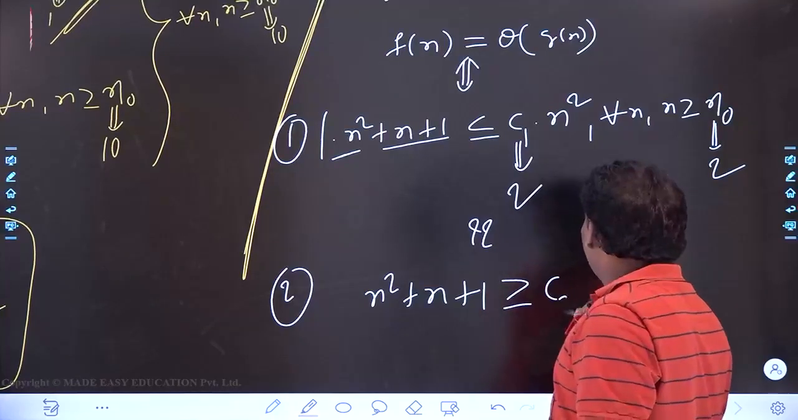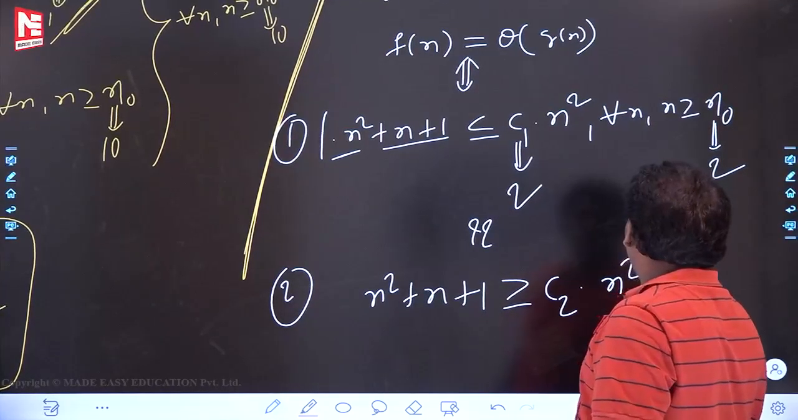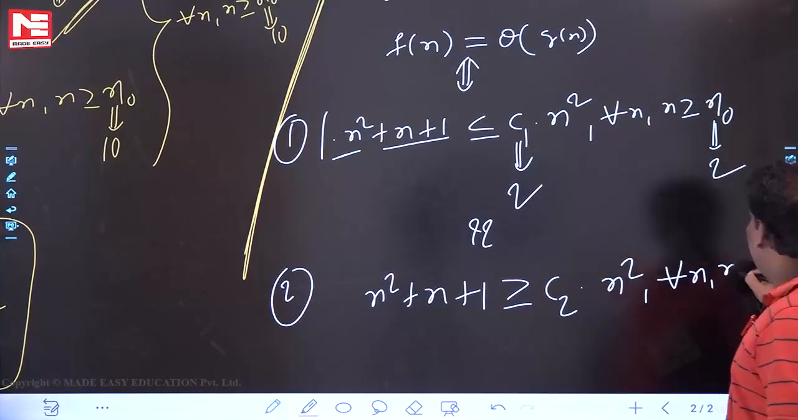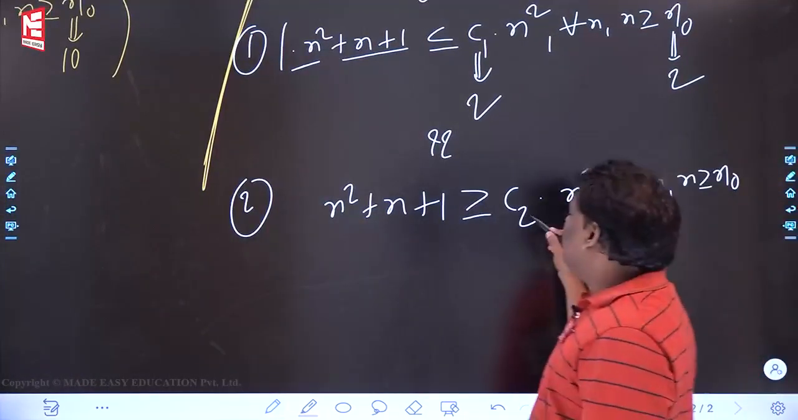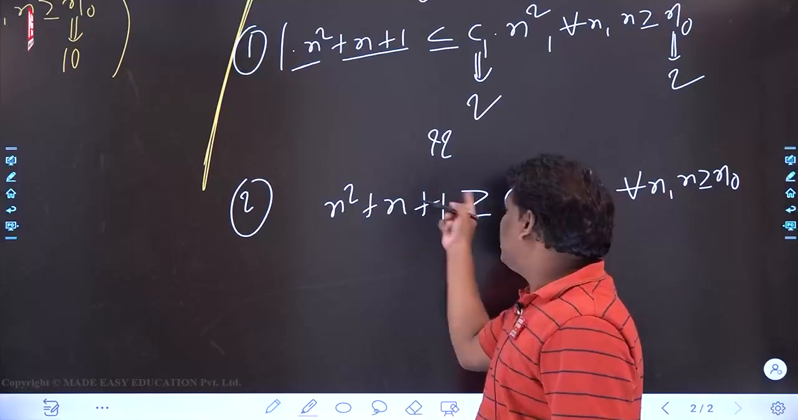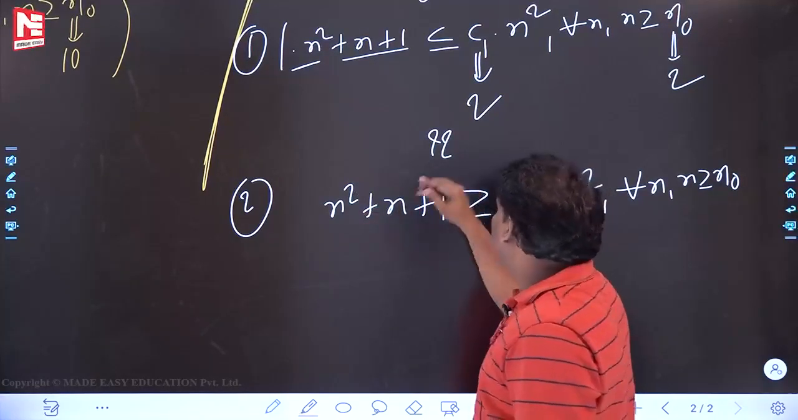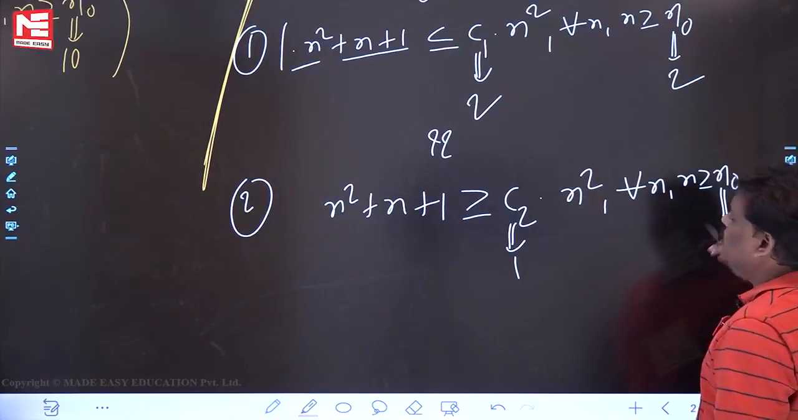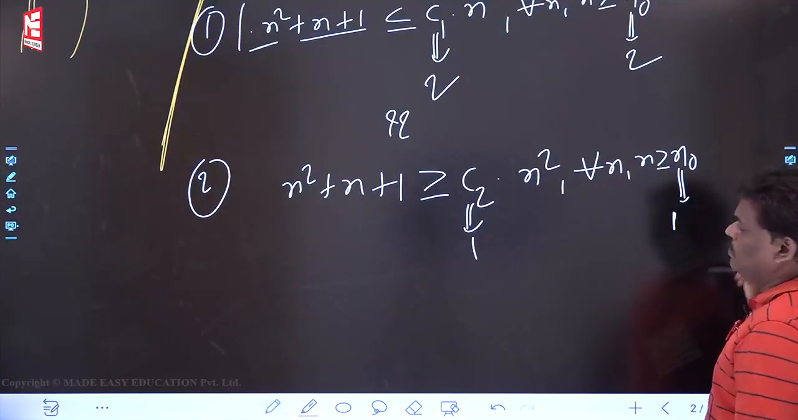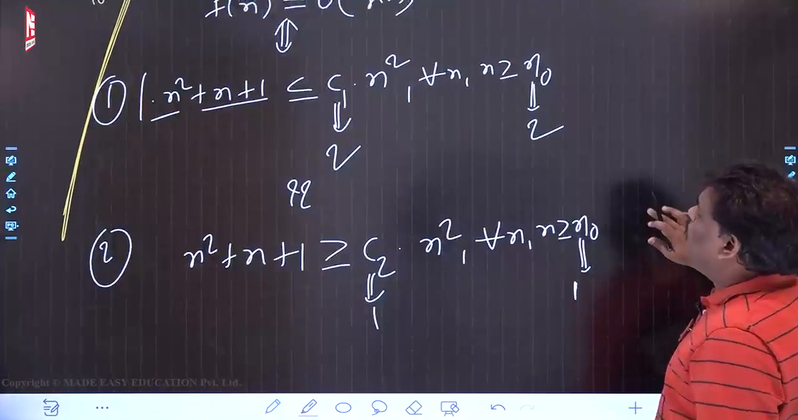Greater than or equal to some C2 into, what is the g of n? N square, for all n where n is greater than or equal to n0. Now can you help, what is the meaning of omega? You have to prove left will be greater or equal, right? I think it is already greater, no need to prove also, so it's the 1. Can you say from which place onwards he is working? He is working from starting onwards, 1. So, right, big O, omega both are possible.